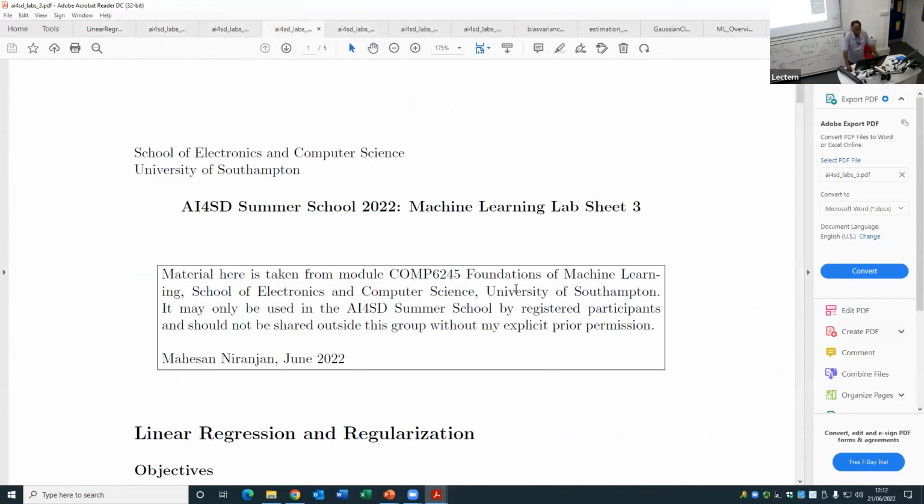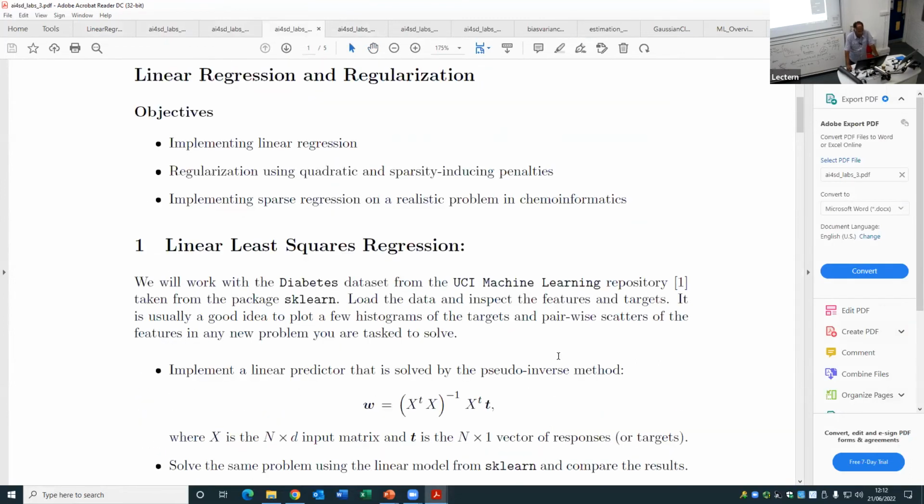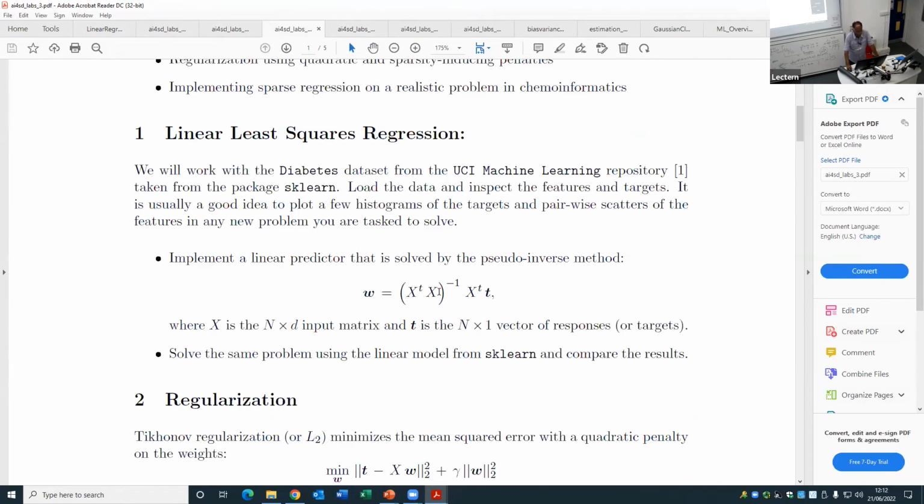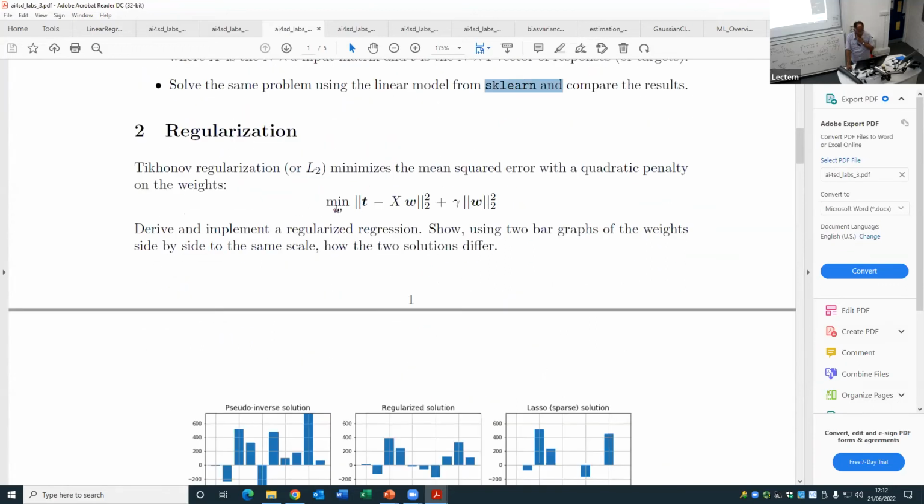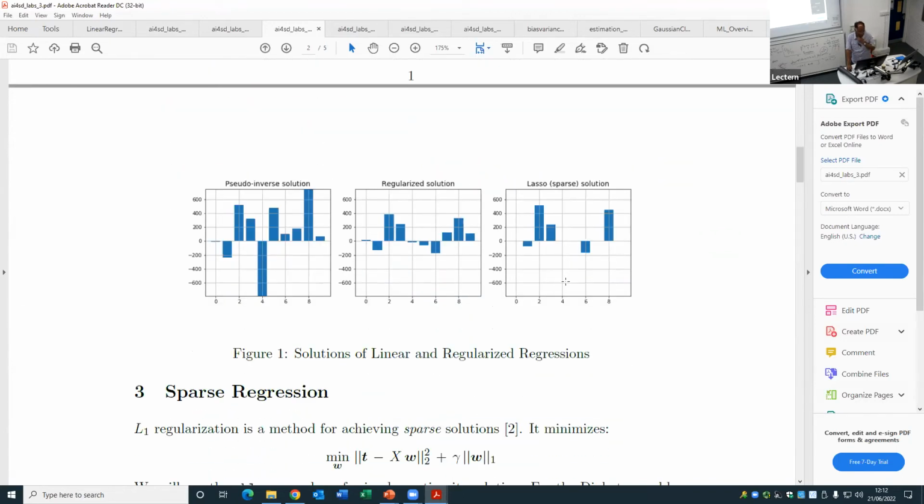Yes, okay. So if you look at lab sheet 3, you are taken through just linear least squares regression. You can implement this in just one line of code, and then you can call scikit-learn's linear regression fitter, and compare whether your pseudo inverse and the scikit-learn solution are exactly the same. And then you can run regularizers on a problem that I have chosen here. And this is a good comparison that you can make.